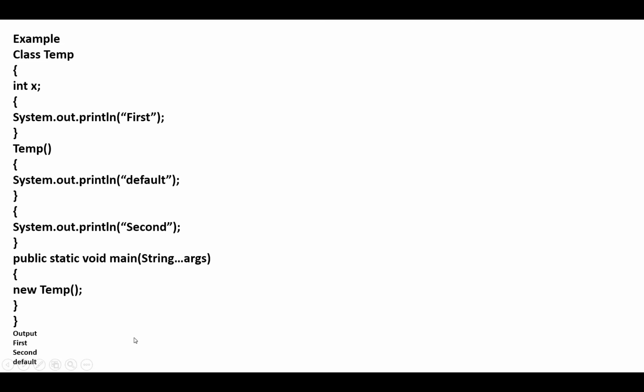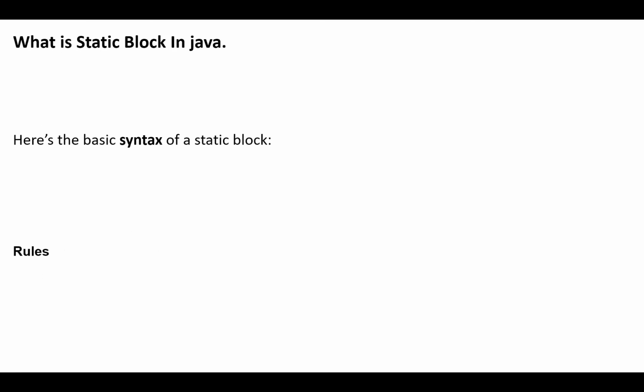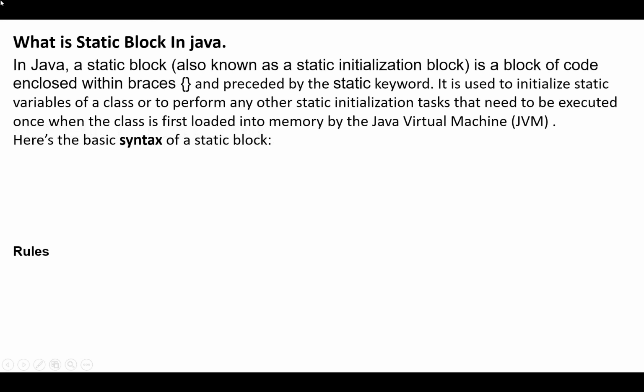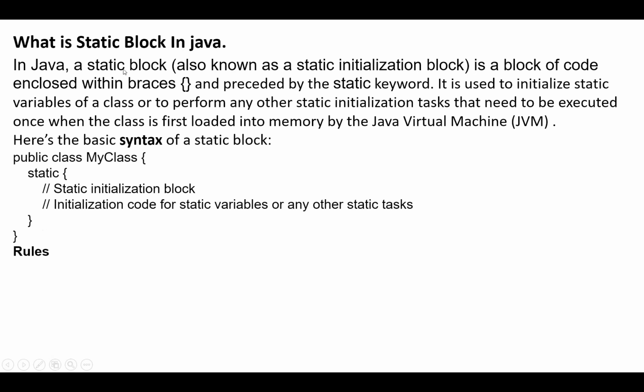Now we are moving toward the static block. What is a static block in Java? In Java, a static block, also known as a static initialization block, is a block of code enclosed within curly braces and preceded by the static keyword. It is used to initialize static variables of a class or to perform any other static initialization task that needs to be executed once when the class is first loaded into memory by the JVM.